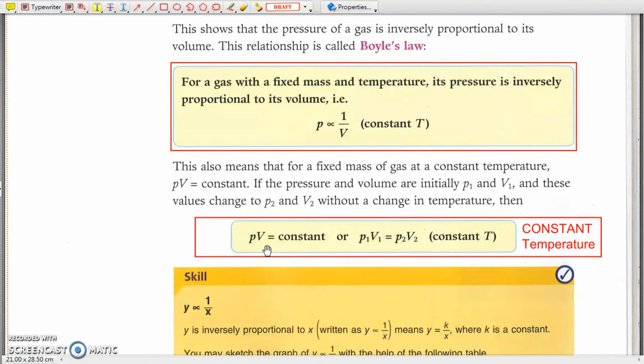Boyle's law can be presented as the product of P and V equals a constant when temperature is constant, which means when both gas pressure and volume change, the product of P and V does not change if the temperature of a fixed mass of gas does not change. Mathematically, P1 V1 equals P2 V2.